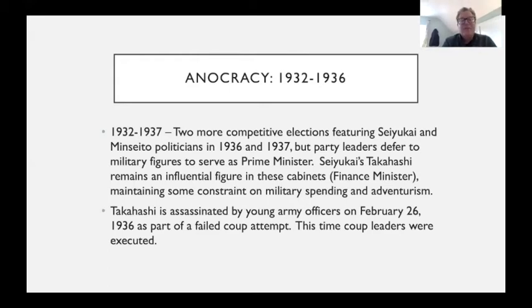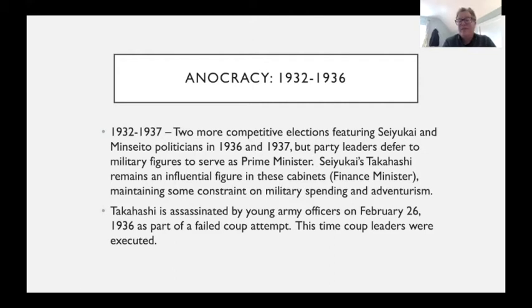And so this is a major compromise. The Army and Navy ministries are also under the control of the militarists. So important parts of the cabinet are now under the control of the military. But there are still civilian figures in this period.